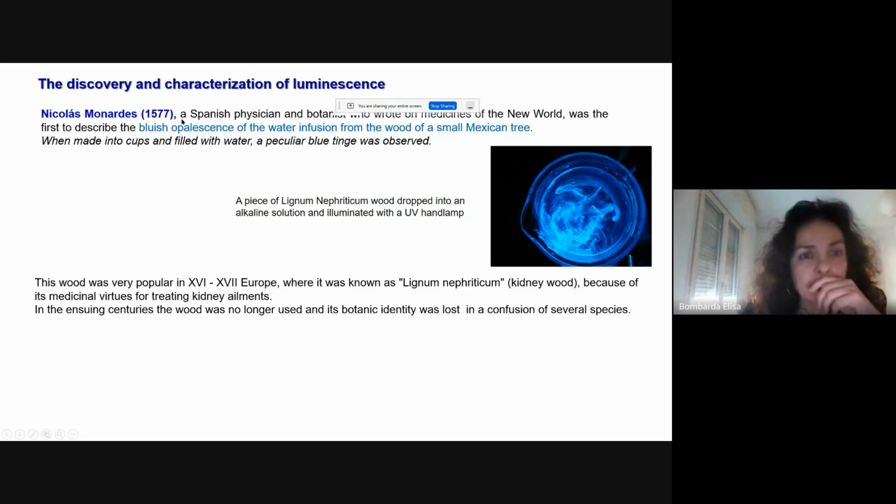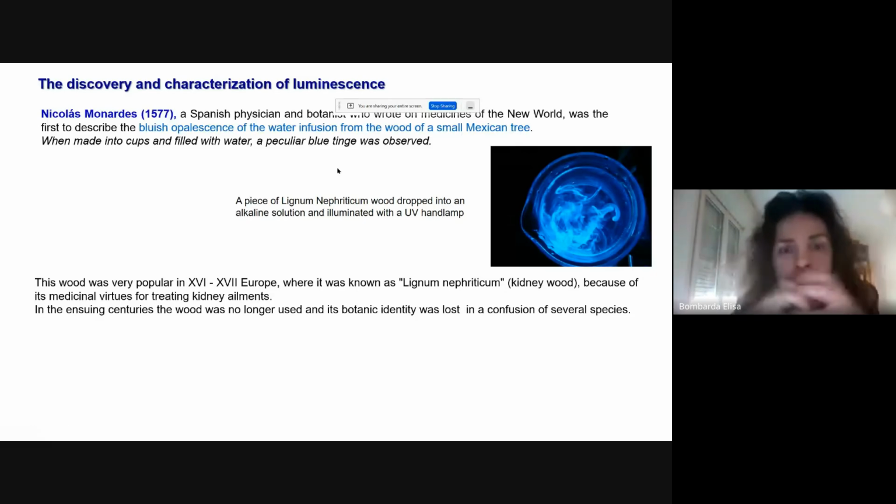So we are quite late, in 1577. It was the Spanish Monardes, a Spanish physician, who actually observed this bluish opalescence color in water infusion from this wood.